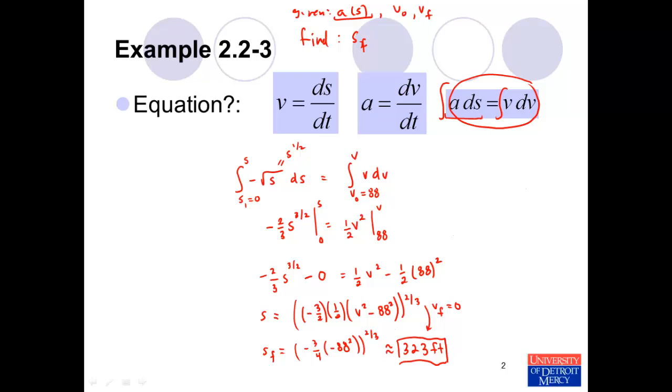Even though we didn't carry out all of the units on all of the different coefficients, we know that the units will work out correctly because we made them all consistent. We made all of the lengths in terms of feet and all of the times in terms of seconds. So that concludes this example.